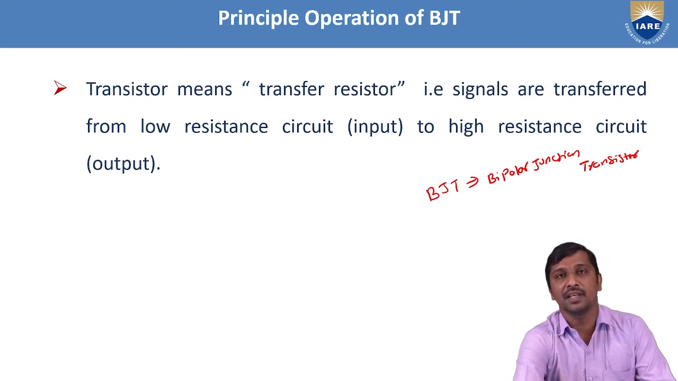That means at the input side, we need to create a low resistance input circuit, and at the output side, we need to make it a high resistance circuit. So to design any bipolar junction transistor, or to define the operation of a BJT, it always transfers the low resistance input circuit to the high resistance output circuit.